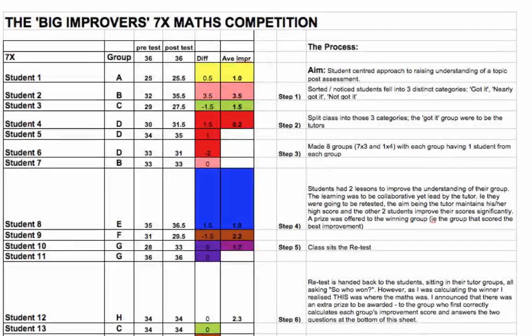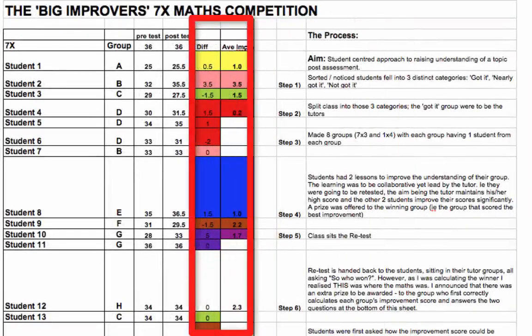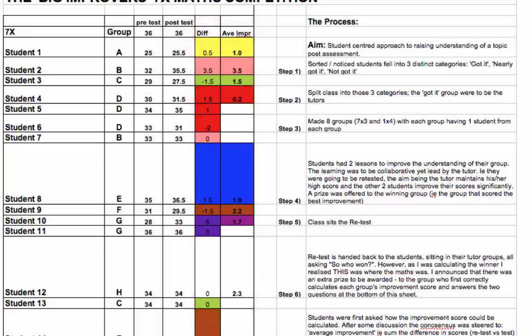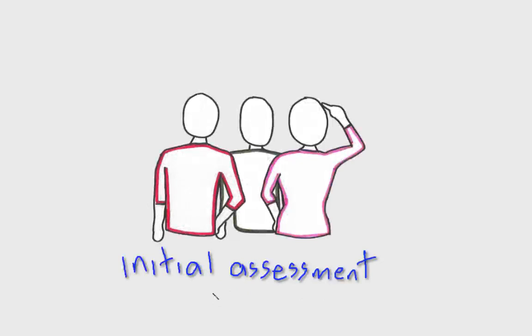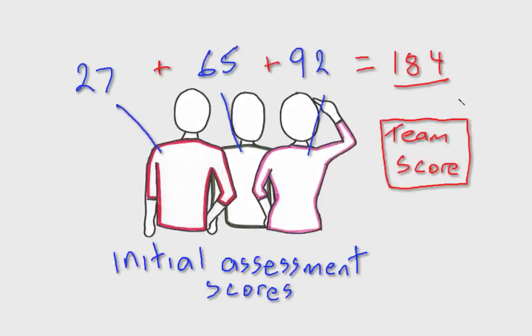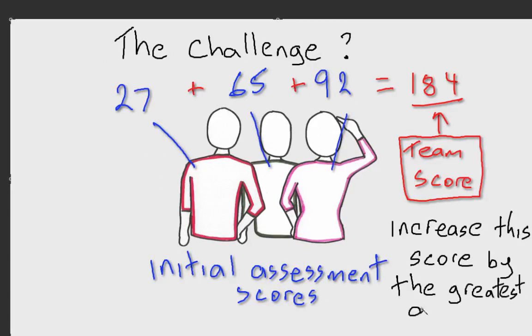My solution sheet, and the one you have access to from the course, which has the instructions on it, looks like this, with the difference and the average improvement in there. You can see group A is yellow, group B is pink, etc. This structured peer teaching activity really has fantastic potential. Note that if you are keen to use this but your class doesn't split evenly into 3 groups according to test scores, you would simply create groups around the top performers.